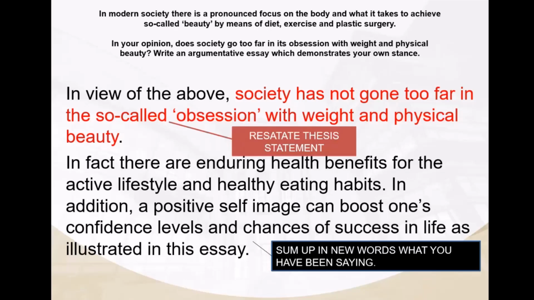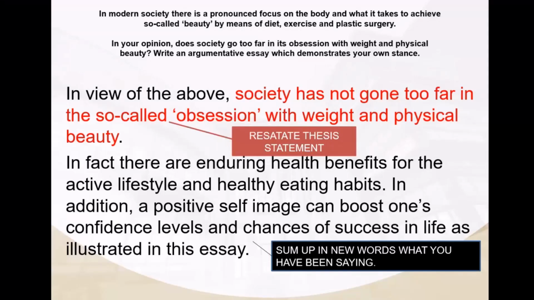He's restating it. Remember, in that introduction, the writer said that there is no obsession with weight and physical beauty in society. Then he's restating that, and he says society has not gone too far in the so-called obsession with weight and physical beauty. So he begins with where he started in the conclusion. He started like this in the introduction. He concludes in the same way by restating the thesis statement that he started the essay with.